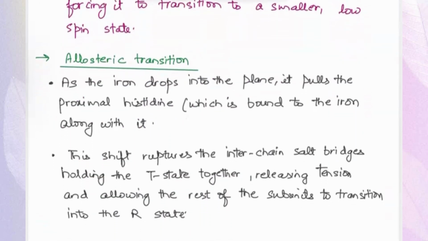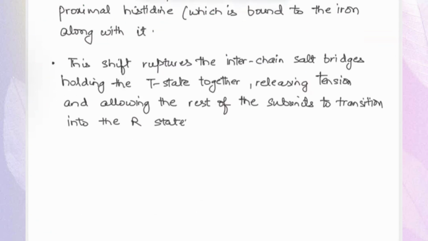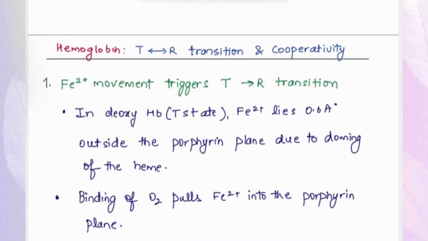As the iron drops into the plane, it pulls the proximal histidine. Remember that histidine, which we have learned, among the 5 and 6 coordination, there was one histidine ligand also, which is bound to iron. This shift ruptures the interchain salt bridges holding the T state together, releasing tension and allowing the rest of the subunits to transition into the R state.